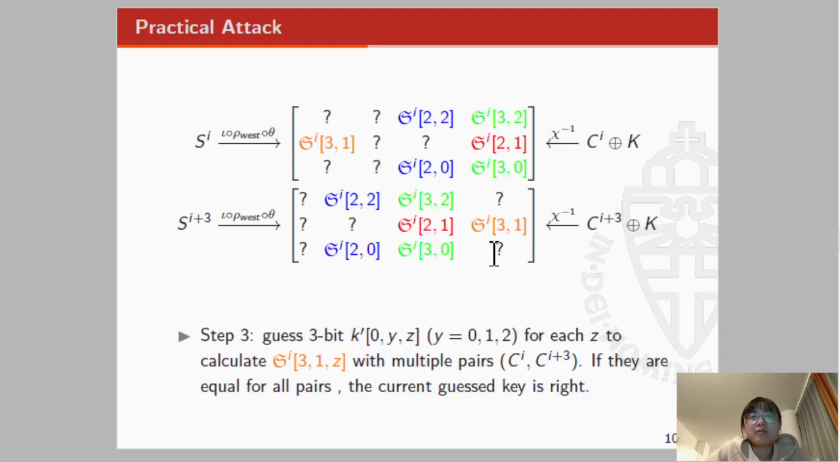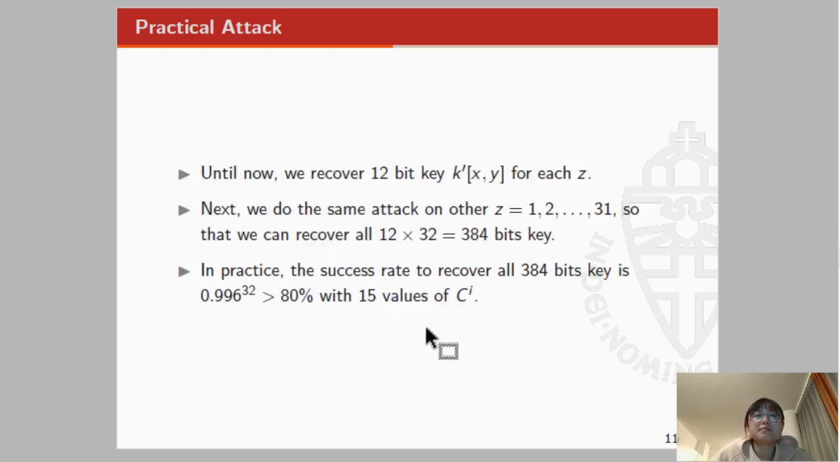The last step 3 is similar to step 1. We can use the equivalent on the line marked by orange color to recover the last 3 bits. Until now, we can recover 12 bits k for each z, and next we do the same attack on other z, and finally we can recover all k bits.